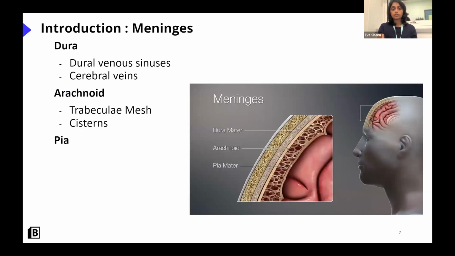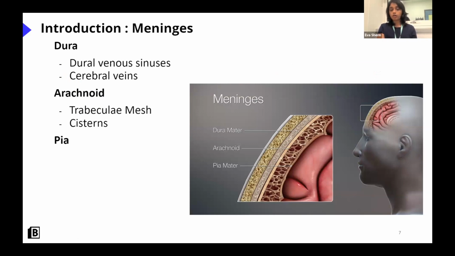And moving on, we're coming into the skull now. We're coming into the meninges. We've got the dura, the arachnoid, and the pia mater. The dura, of course, has all the dural venous sinuses and the cerebral veins. The arachnoid has the trabecular mesh and these cisterns.